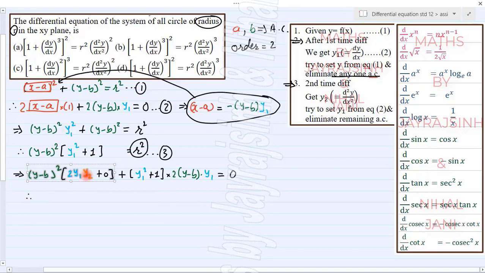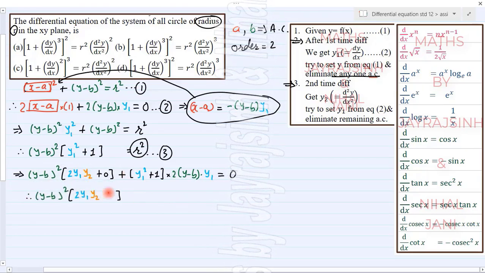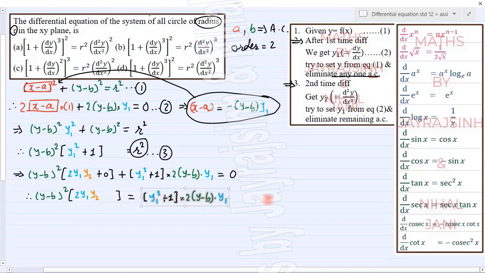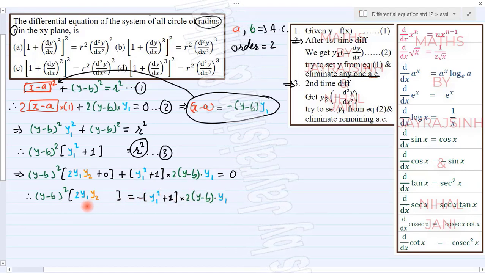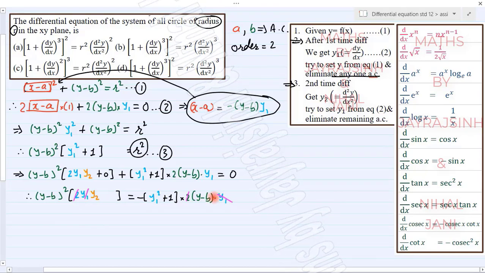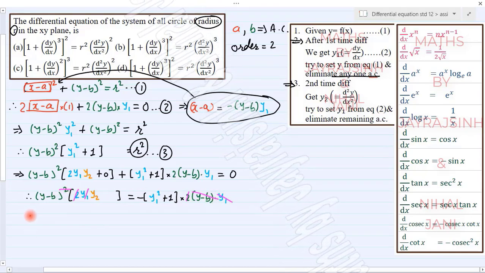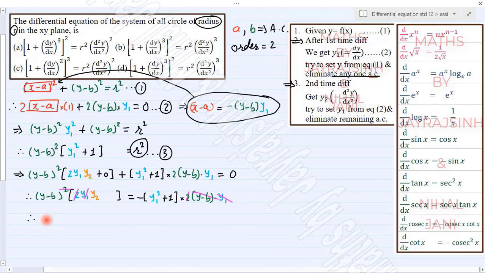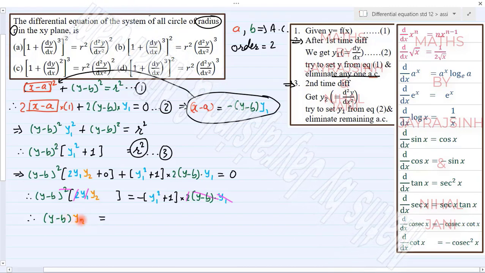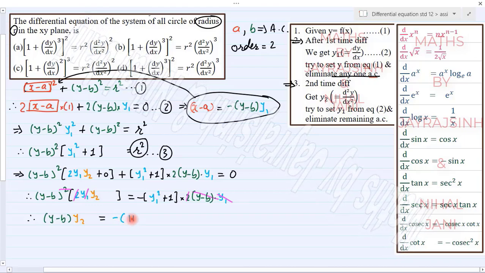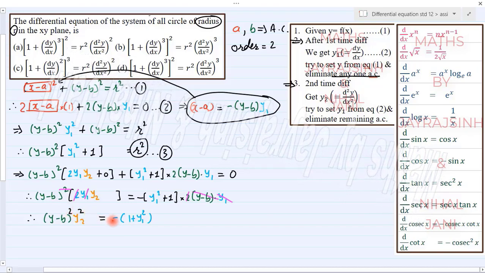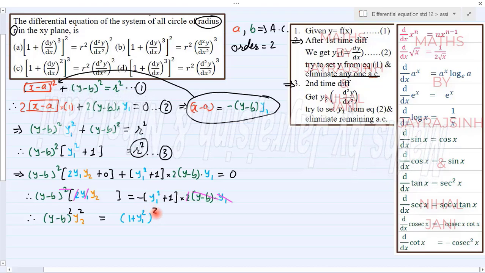Now let's further simplify. Your first term will remain as it is on the left hand side, and let's move our second term to the right hand side, so it will become negative. Now here your 2 and y1 can be cancelled out, and 1 power of (y minus b) will also cancel out because y is not equal to b. So here we'll get (y minus b) into y2, and on the right hand side the only remaining term is minus of (1 plus y1 square). Now if we square both sides, we will get the whole square of (1 plus y1 square).